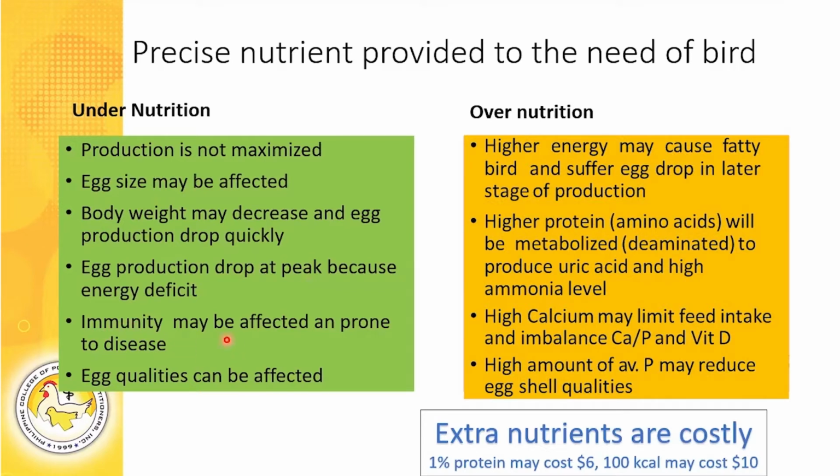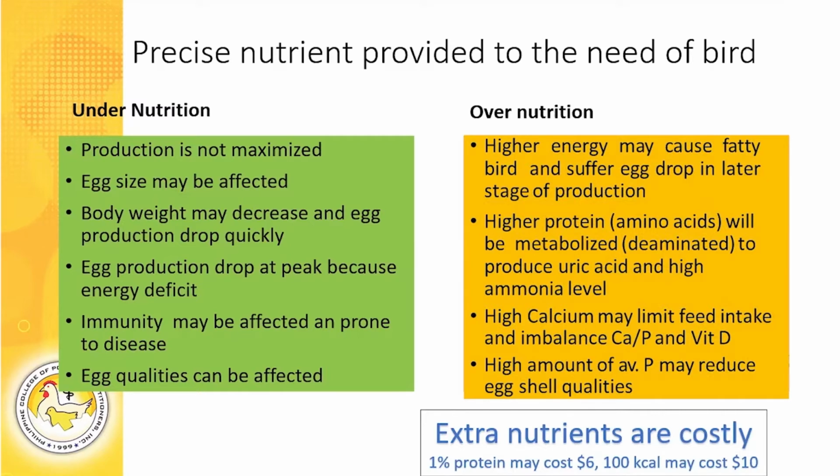The immunity also will be compromised if we don't provide sufficient nutrient for the layer. Egg quality can be affected, as has been reported. For example, if deficient in calcium, the eggshell quality will suffer. However, not only undernutrition, overnutrition also can be a problem, because high energy in the feed, for example, may cause a fatty liver in the bird. It's possible that egg production will drop very quickly at a later stage of production.